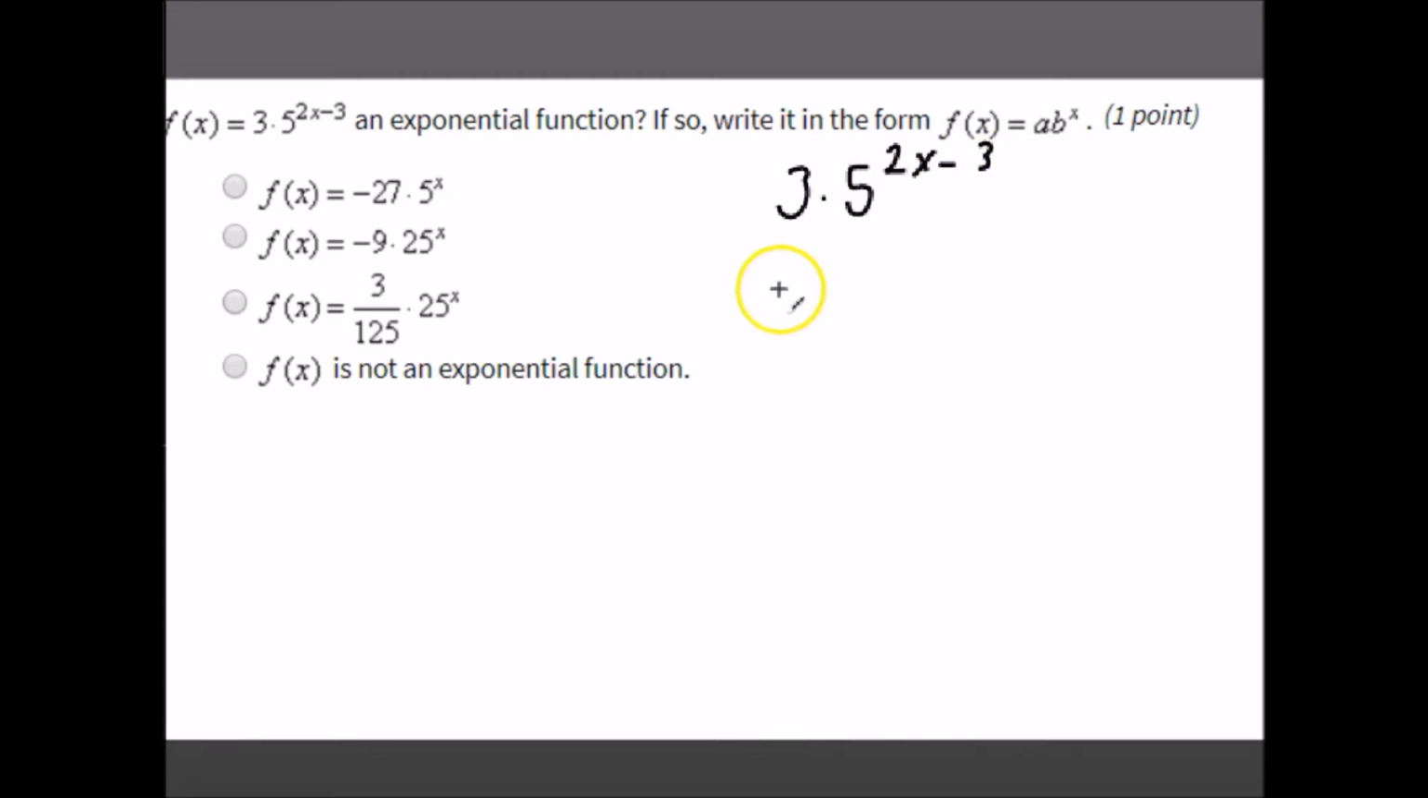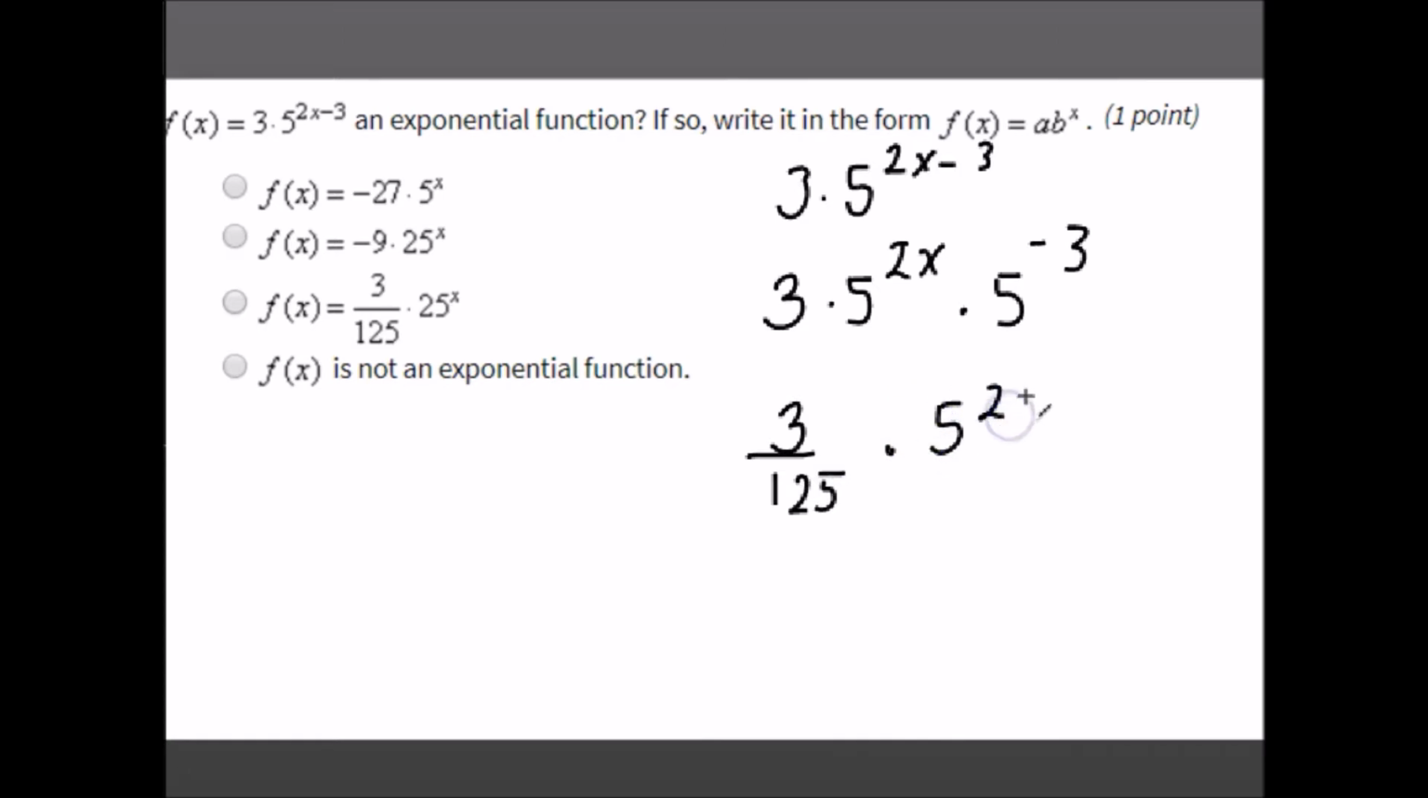The first step that I have is that I can rewrite that 5 to the 2x minus 3 as two separate bases of 5 separated back out. Back in Algebra 2, we used to combine the two exponents with the same base. Now we're kind of undoing that. The next thing that I notice is that 5 to the negative third power is the same as 1 over 125. So I'm going to just bring the 1 over 125, dealing with multiplying by the 3 out here. Now we're at 3 over 125 times 5 to the 2x.